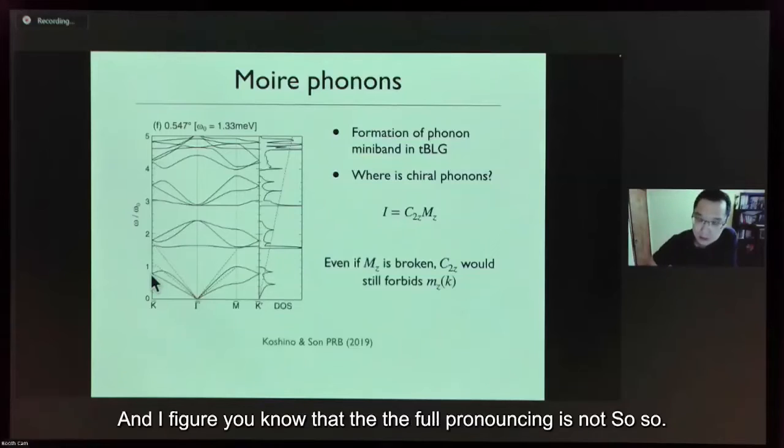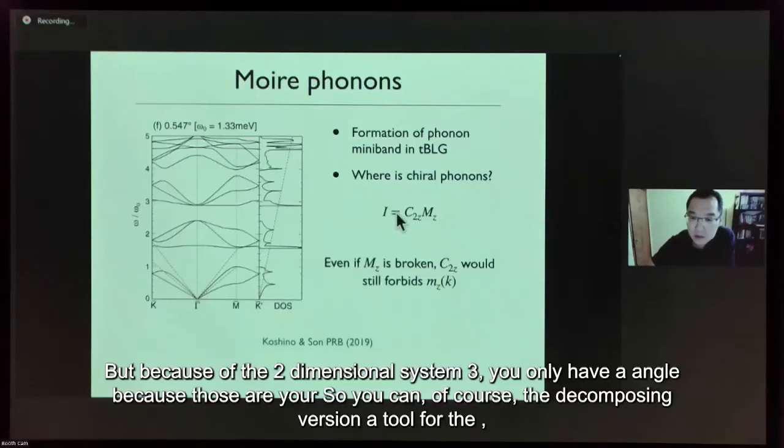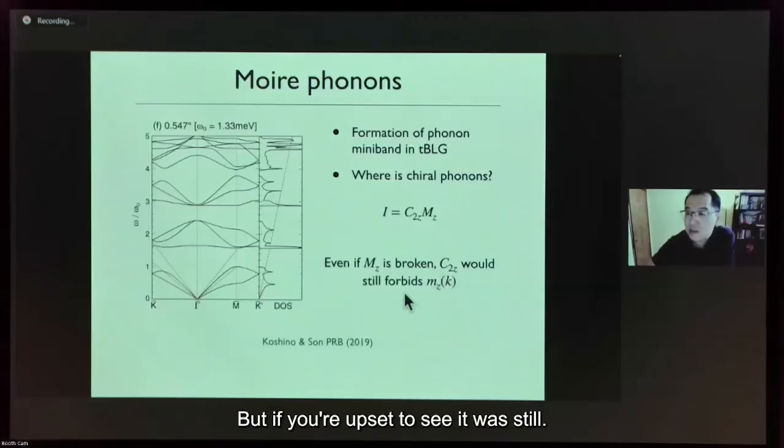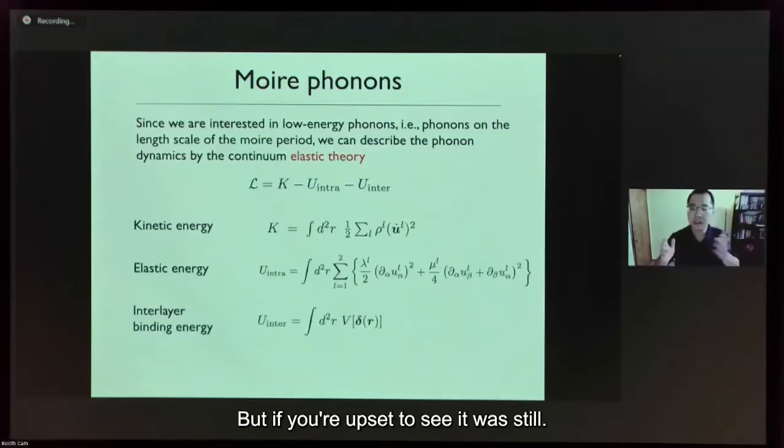The problem is that earlier when we used the symmetry argument, we argued about time reversal and inversion, but because we're talking about a two-dimensional system, really we only have angular momentum due to orbital motions of the atoms, right? So the angular momentum is going to be in the z direction. So you can of course decompose inversion into a twofold rotation symmetry and a mirror z symmetry. And even if you break mirror z, if you have C2z, it would still forbid the angular momentum. So that's actually the reason why if you just consider twisted bilayer graphene, you wouldn't be able to see those chiral phonons.